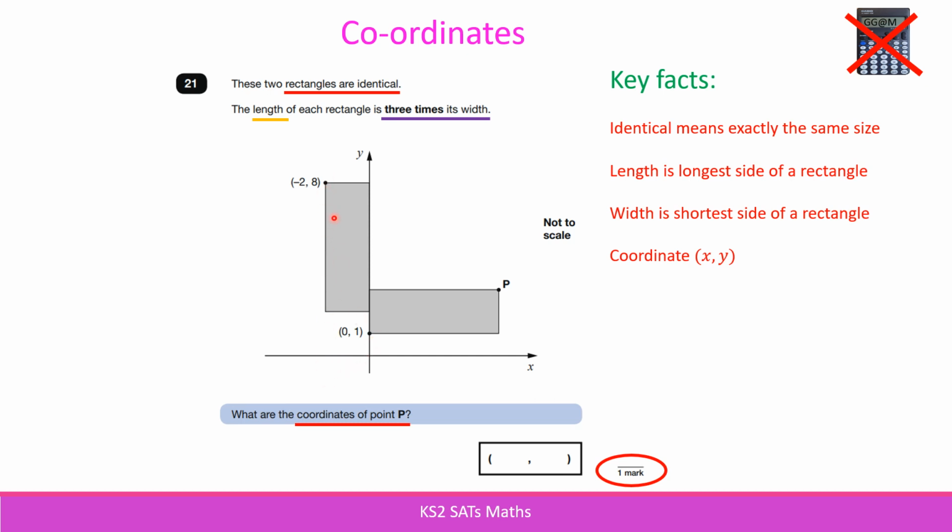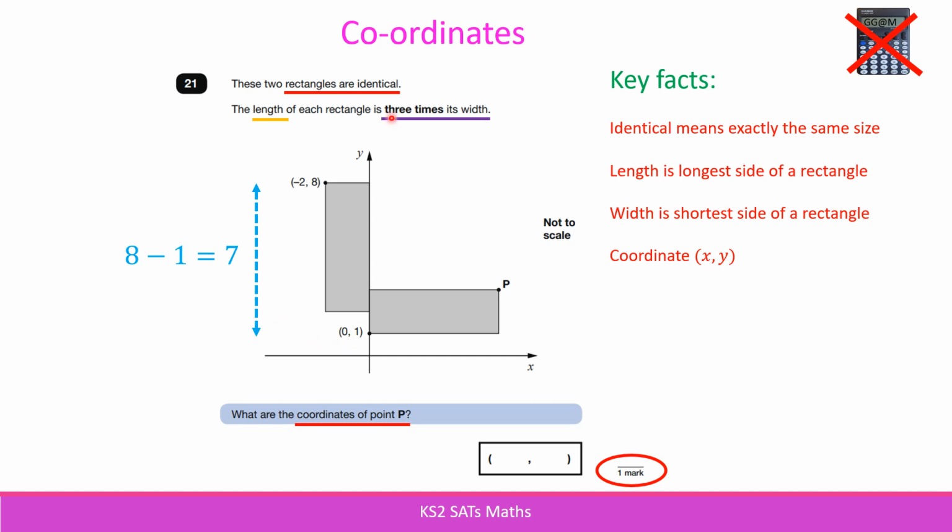Now, because we're only told the total distance from here to here, I can actually work out the distance from this 8 point here to this 1 coordinate here when I'm looking at the y values. So if I take my y values and subtract them, 8 take away 1 is going to give me 7. So the total distance from here to here has got to be 7.